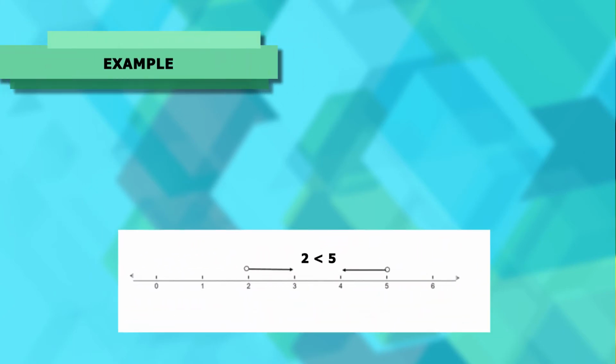So let's look at a few examples. The first example, 5 is greater than 2. Now this is a true statement because if we compare 5 and if we compare 2, we know that 5 is greater than 2, or 5 is more than 2, or 5 is bigger than 2.